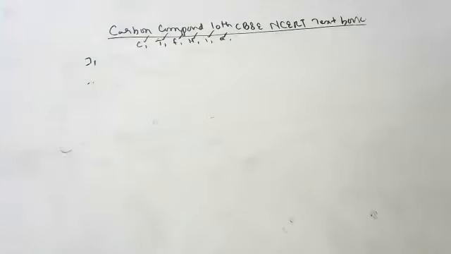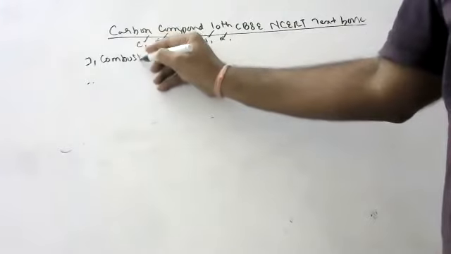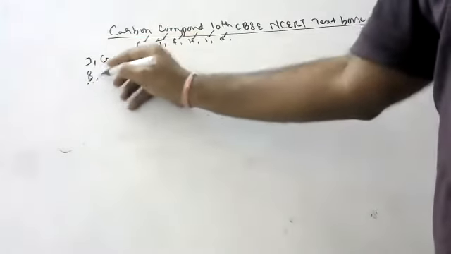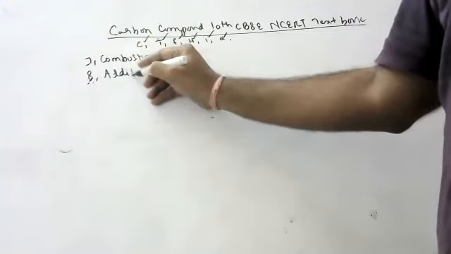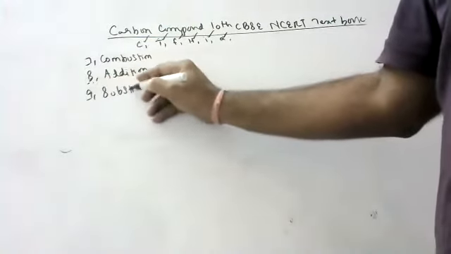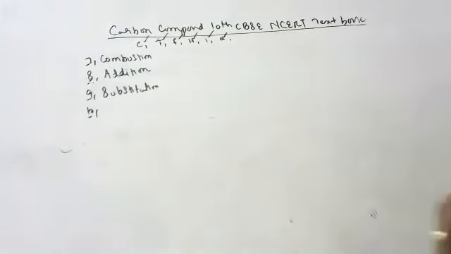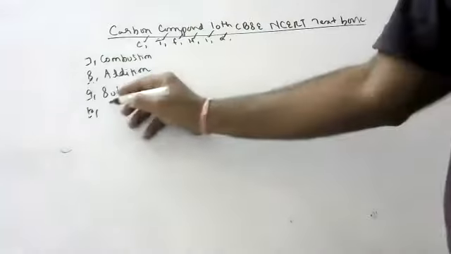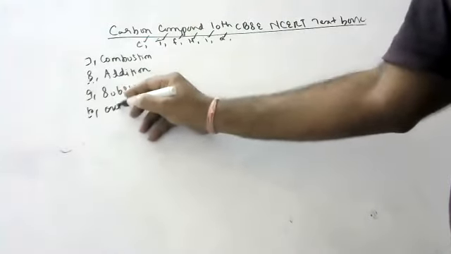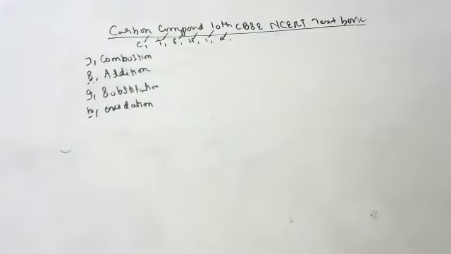Yeah, children. So we have 4 types of reactions. One is the combustion reaction, then addition reactions, then substitution reactions, and oxidation. Combustion, addition, substitution, and oxidation. These are the reactions which we have.